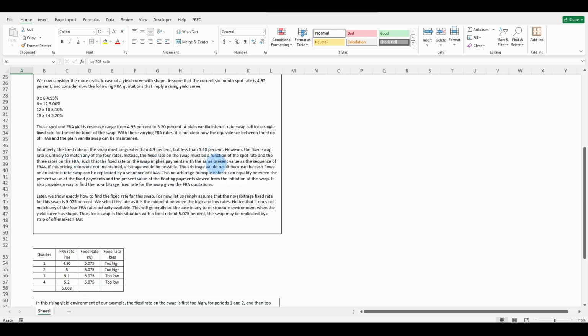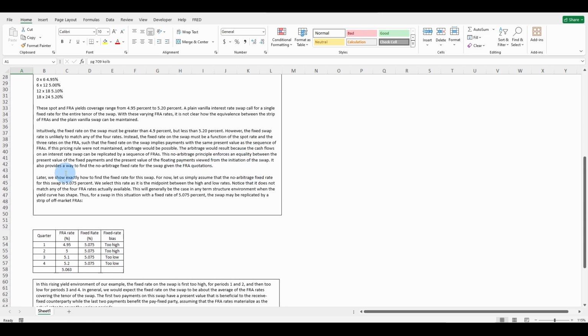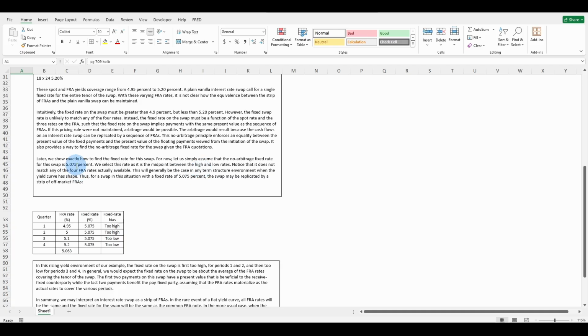The arbitrage would result because the cash flows on an interest rate swap can be replicated by a sequence of forward rate agreements. This no arbitrage principle enforces an equality between the present value of the fixed payments and the present value of the floating payments viewed from the initiation of the swap. It also provides a way to find the no arbitrage fixed rate for the swap given the FRA quotations. Later, we show exactly how to find the fixed rate for the swap.